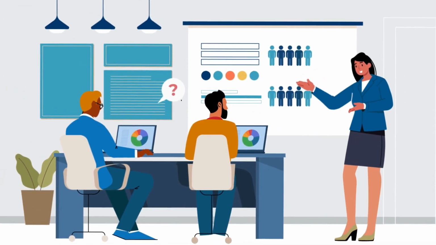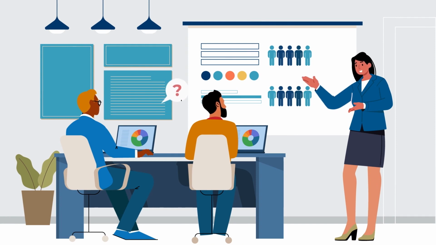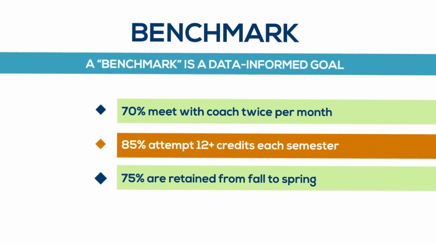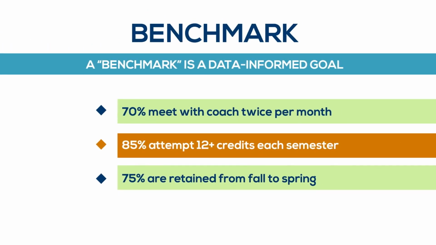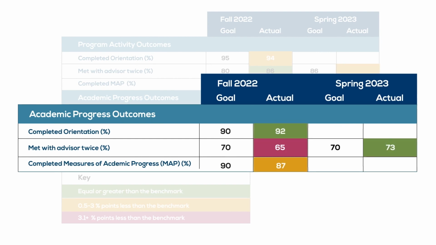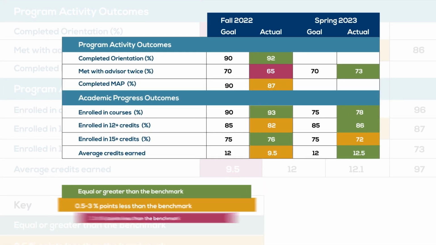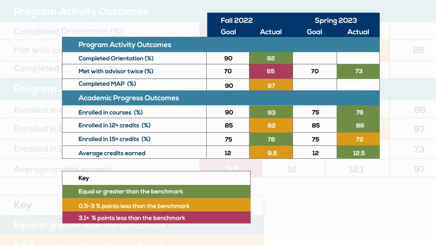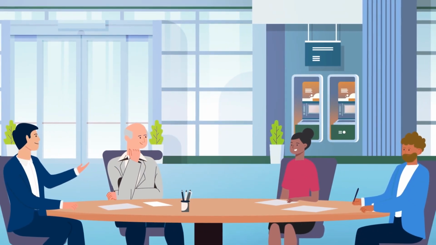After your team has determined which data to collect, set concrete goals or benchmarks for each metric. A benchmark is a data-informed goal. For example, a coaching program's benchmark could be that at least 70% of the students in the program meet with their coach twice a month, at least 85% attempt 12 credits each semester, and at least 75% are retained from fall to spring semesters. We encourage teams to set realistic but ambitious benchmarks.